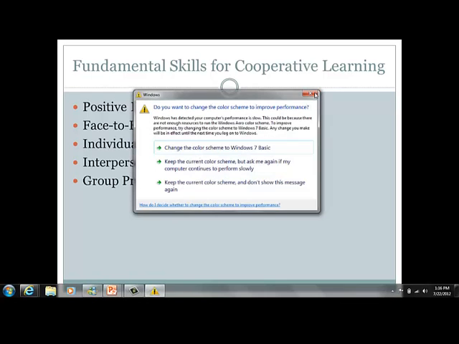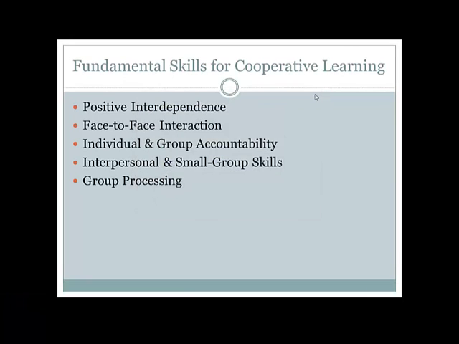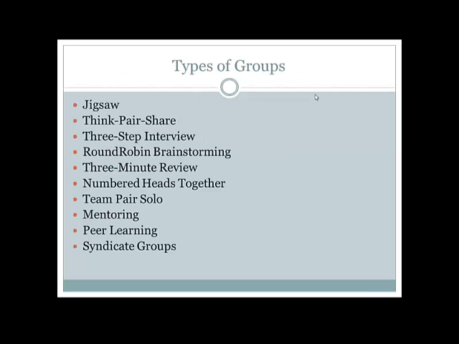Next we have interpersonal and small group skills. Social skills must be taught. Each group must have leadership, decision making, trust building, communication, conflict management skills. And finally, the group processing. Group members discuss how well they have achieved their goals and maintain effective working relationships. Describe what member actions are helpful and not helpful, and make decisions about what behaviors to continue or to change.